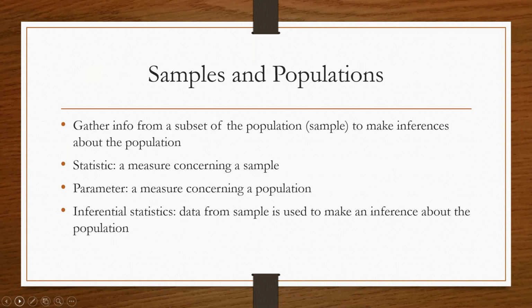All right, so next up we have samples and populations. The entire goal of stats is to gather information from a subset of the population, or a sample, to make inferences about the entire population. Some very key vocab words are statistic, which is a measurement concerning a sample, and parameter, which is a measurement concerning a population. Then you also have inferential statistics, which is basically the data that you use from a sample to make an inference about the population.